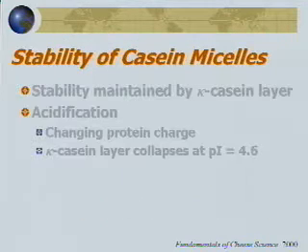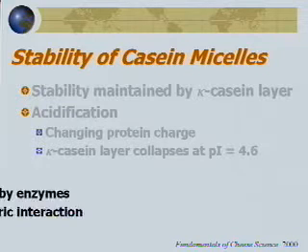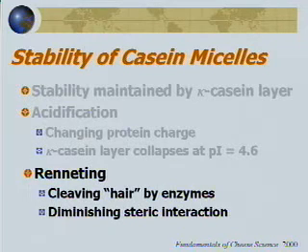So as I said, in the cheese making process, there's a process called renneting. What renneting does is use an enzyme, in this case called chymosin, from the calf's stomach. And this enzyme can cleave kappa-casein on the surface. Because if kappa-casein no longer exists, the stability of the casein micelle will no longer be maintained. So we know what makes milk stable and what makes milk unstable.